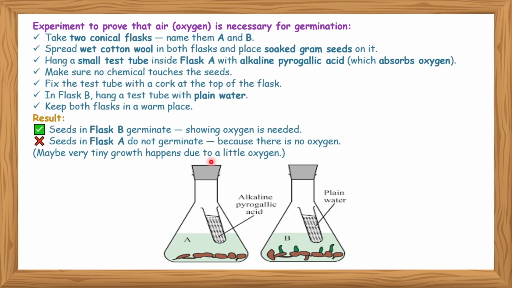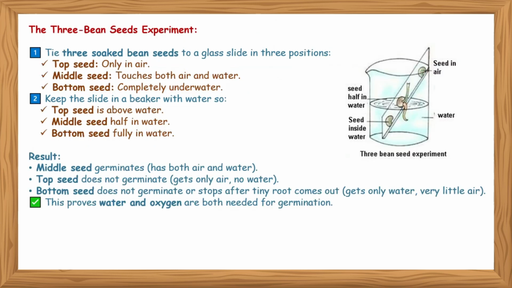In flask B there is a test tube with plain water. Keep both flasks in a warm place. Result: seeds in flask B germinate, showing oxygen is needed, but seeds in flask A do not germinate because there is no oxygen. Maybe very tiny growth happens due to little oxygen. So this image proves that oxygen is necessary for seed germination.